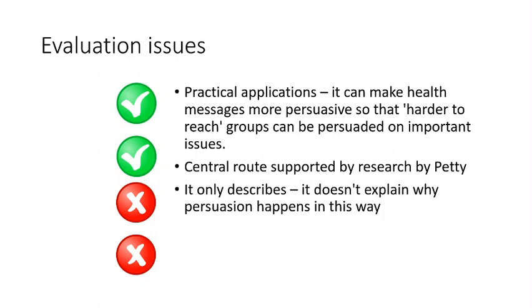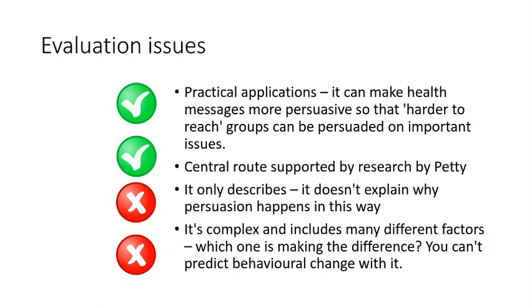But it's not really explaining why it's happened. It's just saying that this is what happens. So what it would be interesting to know is, why are people who have a high need for cognition more persuaded by this sort of argument? So it would be helpful to have a bit more explanation behind it.